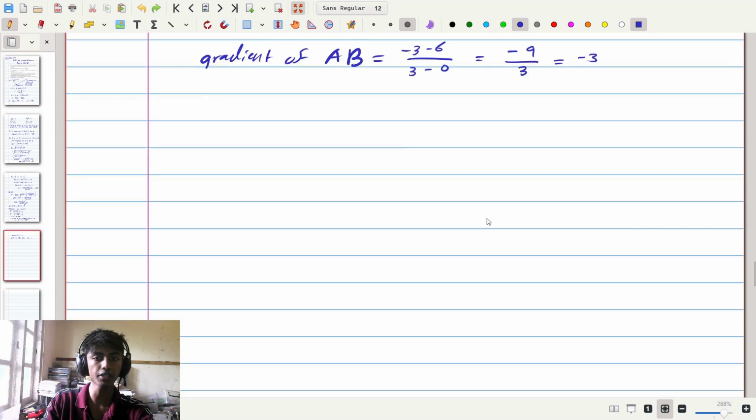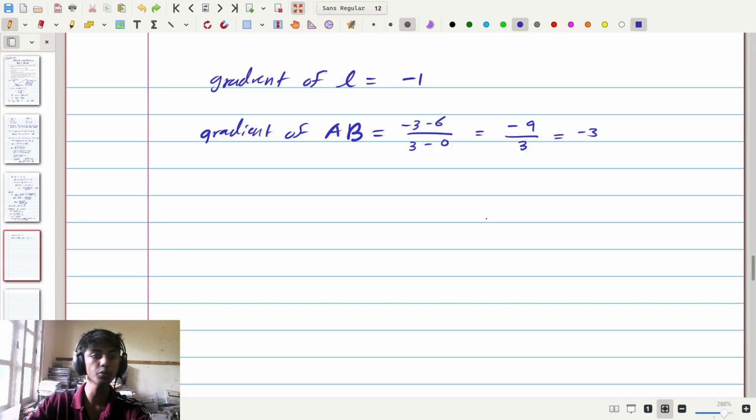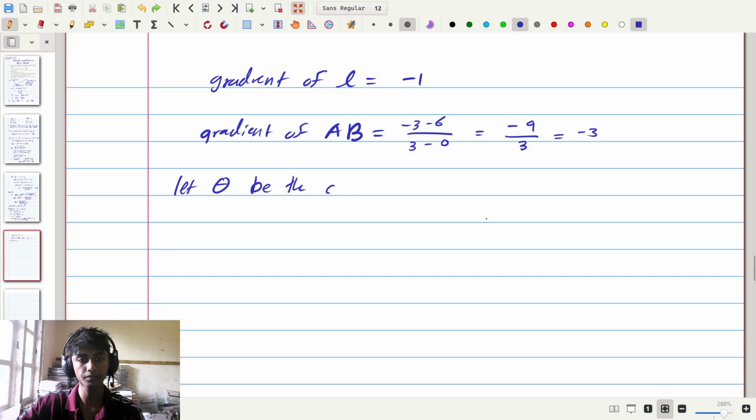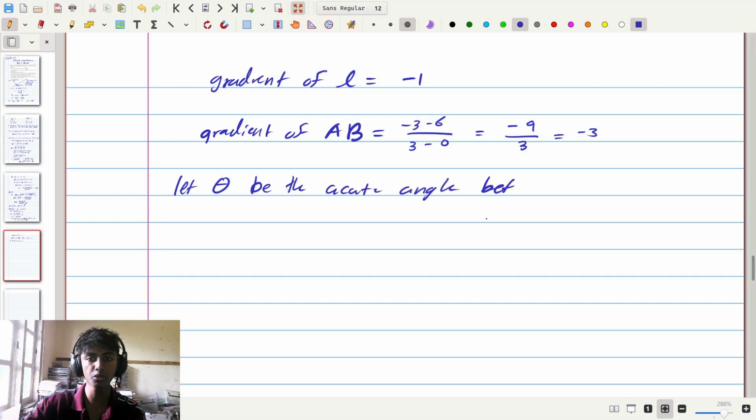Now, considering that we can see from our two gradients, if we do the substitution, we'll say let theta be the angle, or rather acute angle, between L and AB.